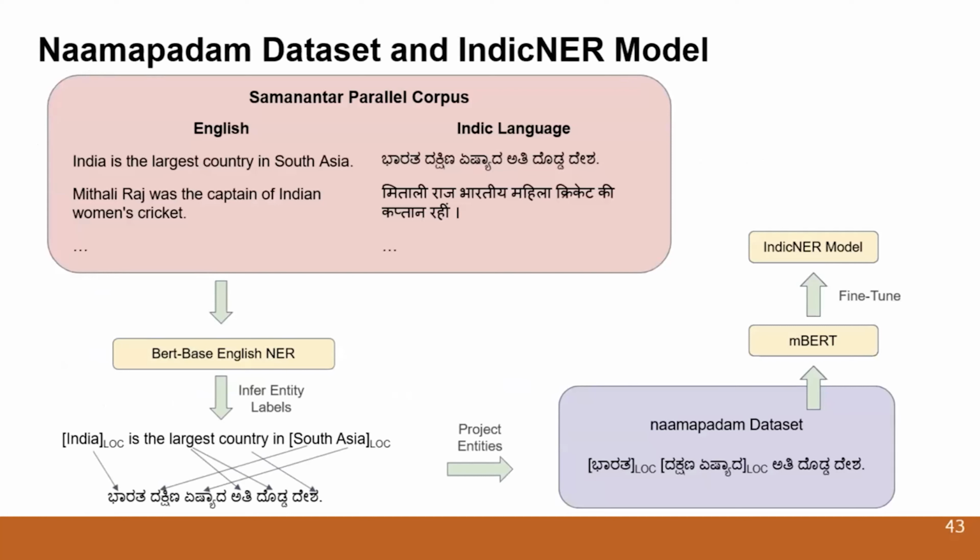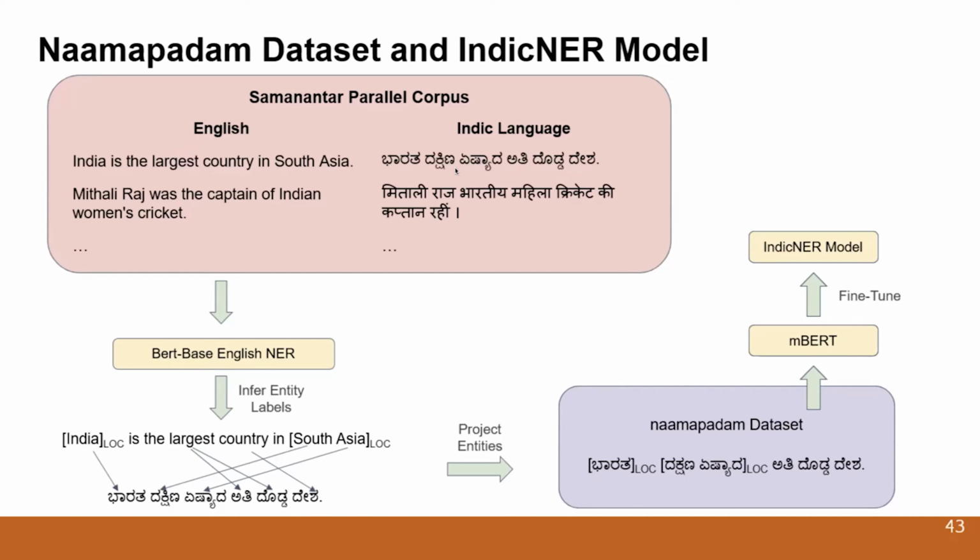Going to the technique of how we created this Namapadam data set. What we did was we took the Samanantar parallel corpus, which contains English to Indian language translations. Then we take the English portion of the parallel corpus, take an existing fine-tuned English NER model, and infer the entity labels. For example, in this case, India is the largest country in South Asia. When we pass it through this English NER model, we might get India as a location entity and South Asia as a location entity.